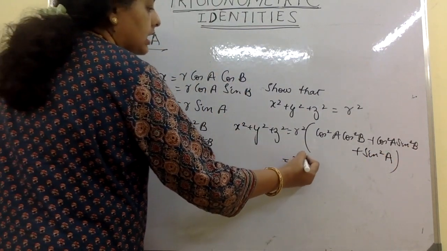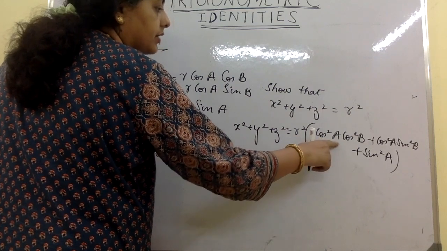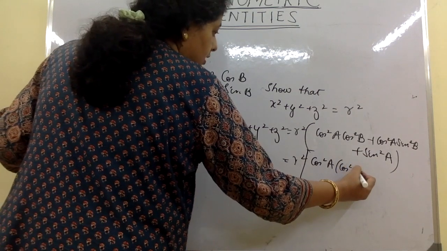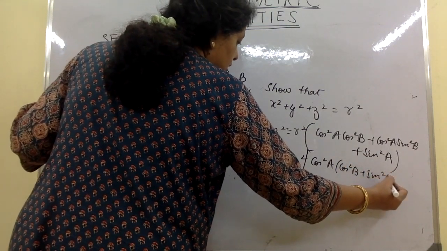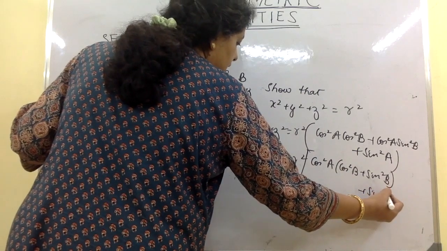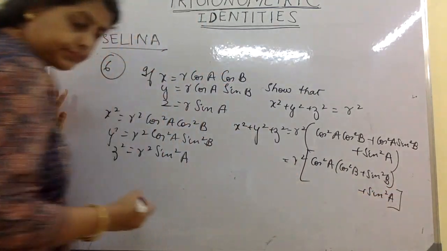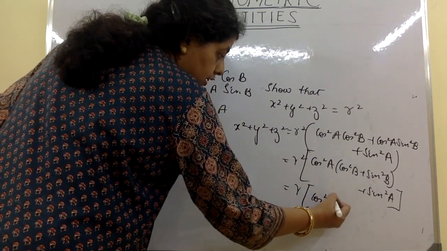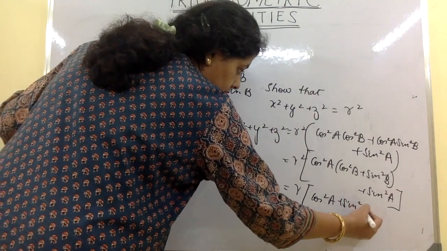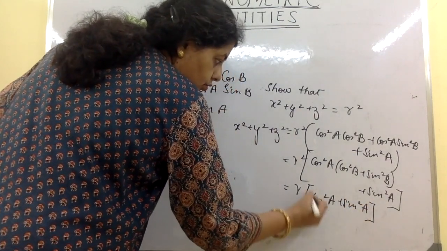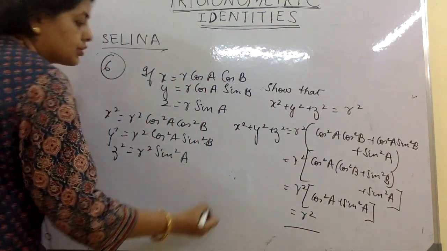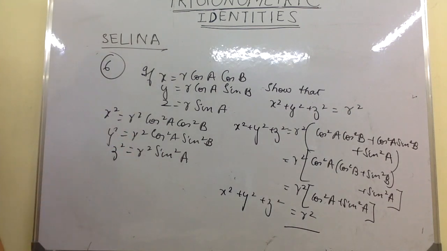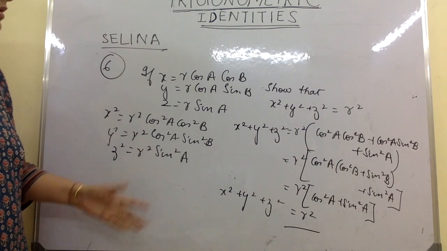That is equal to r square. If I take cos square a common, then I have cos square b plus sin square b, plus sin square a. That gives me r square, where cos square b plus sin square b becomes 1, cos square a plus sin square a is again 1, so r square. So x square plus y square plus z square is equal to r square. So that is the answer.